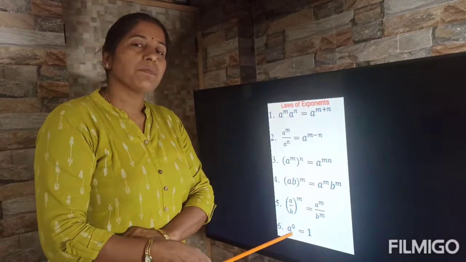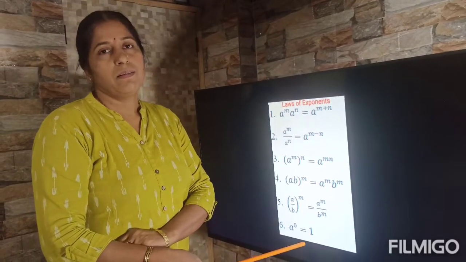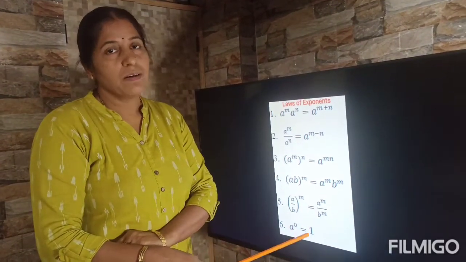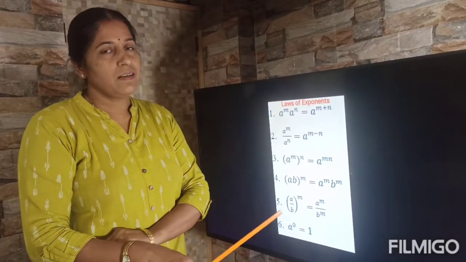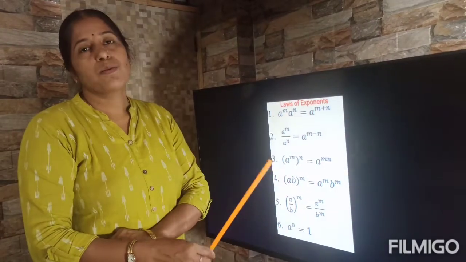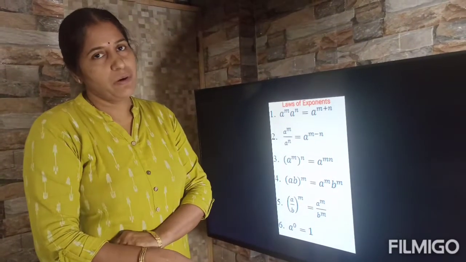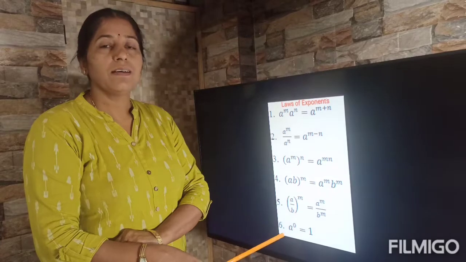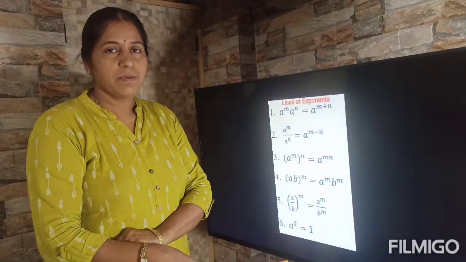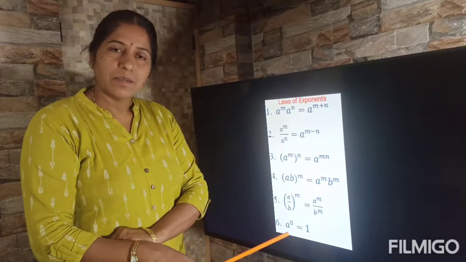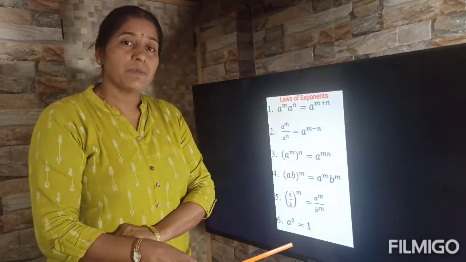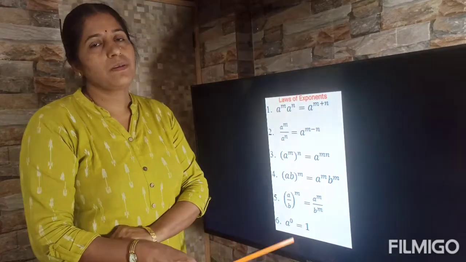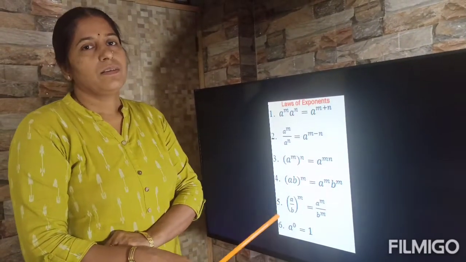Next, a to the power of 0 is equal to 1. This means for any number, any base, if the power is 0, then the whole value becomes 1. For example, 10 to the power of 0 is equal to 1. 100 to the power of 0 also is equal to 1. 1000 to the power of 0 also is equal to 1. Okay.